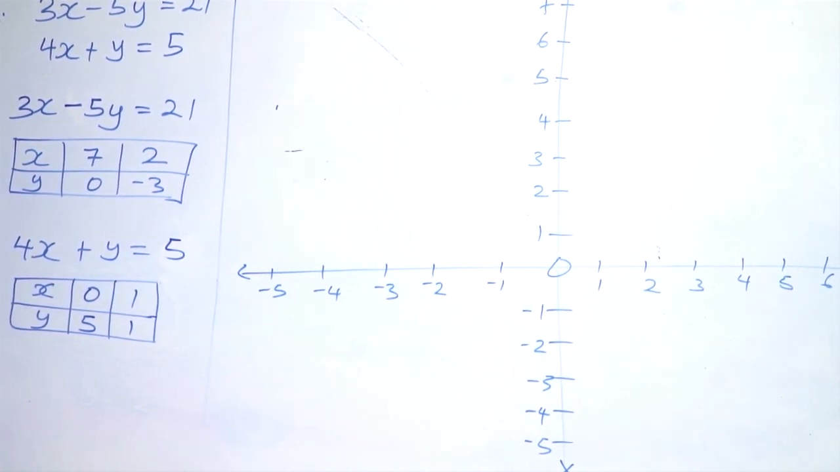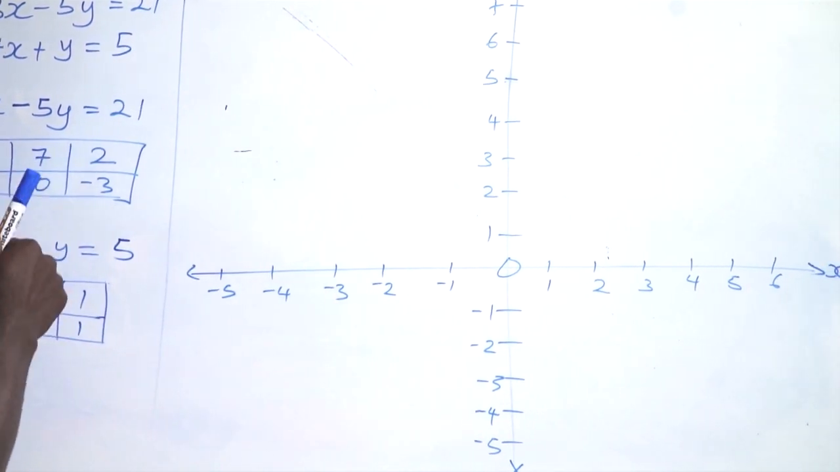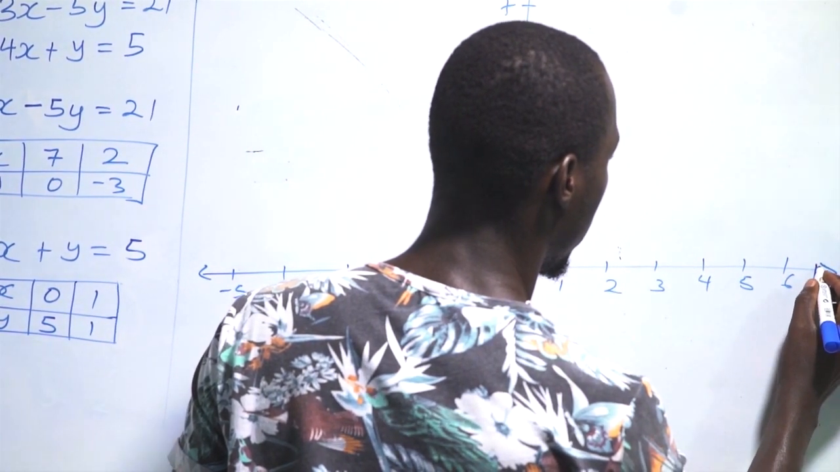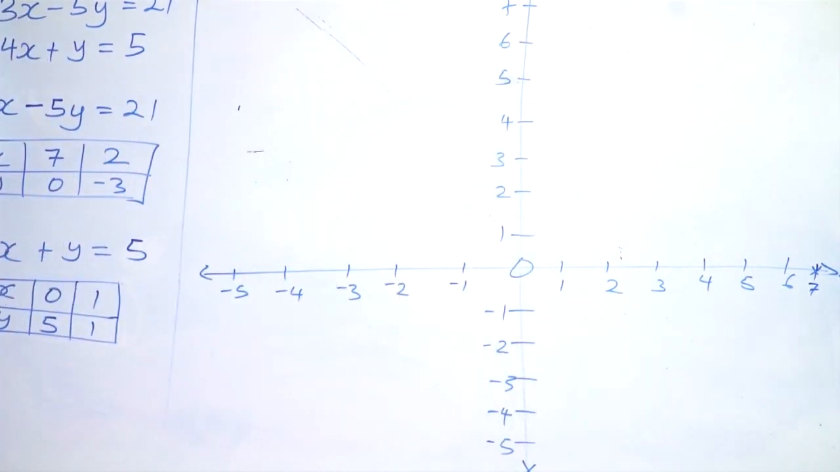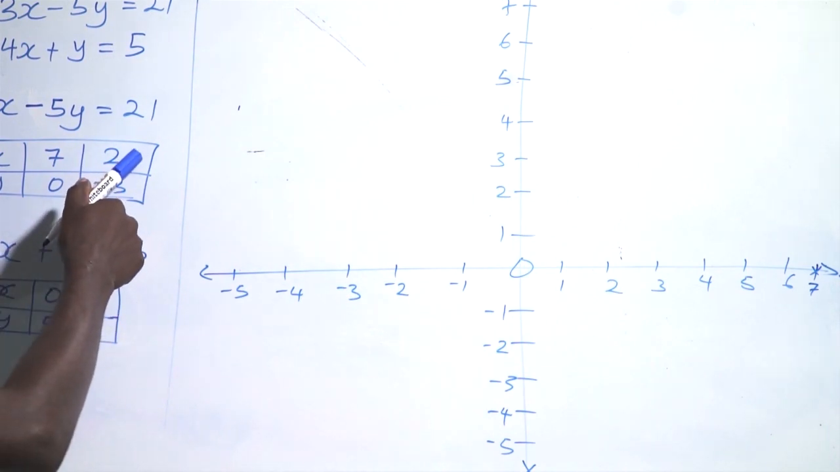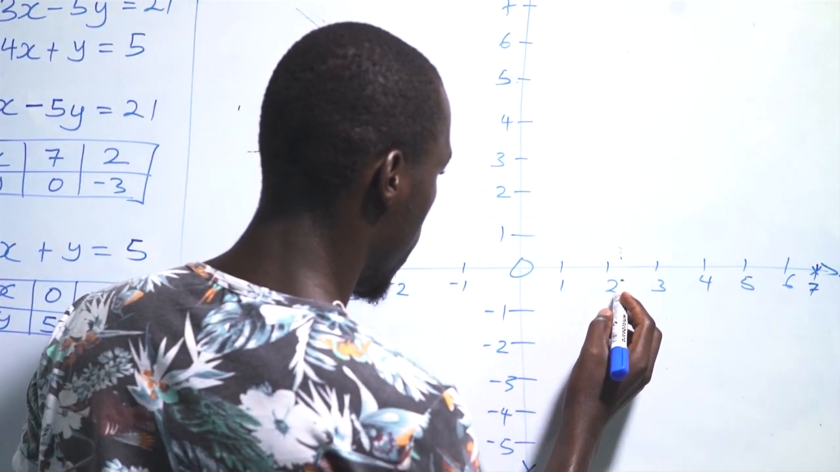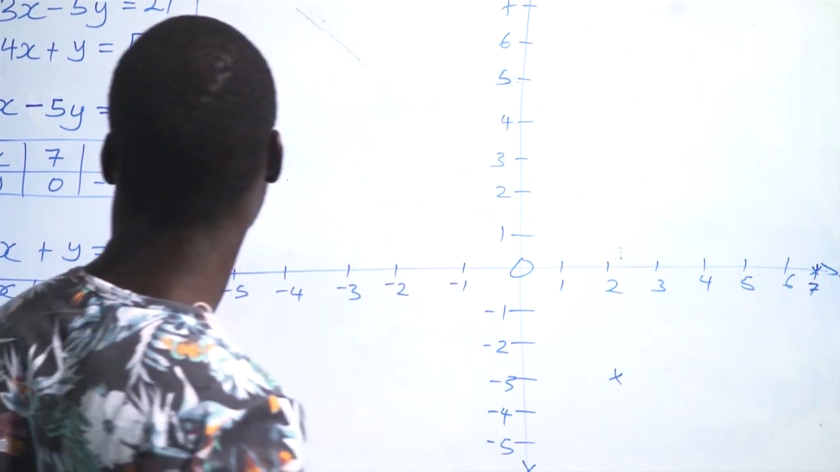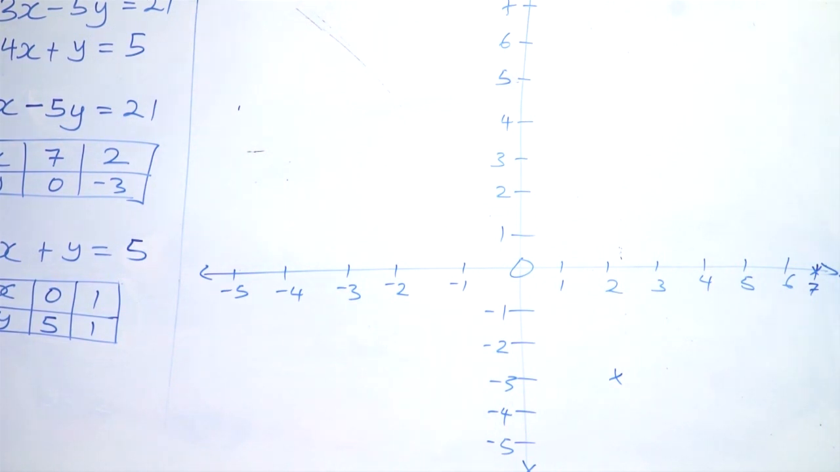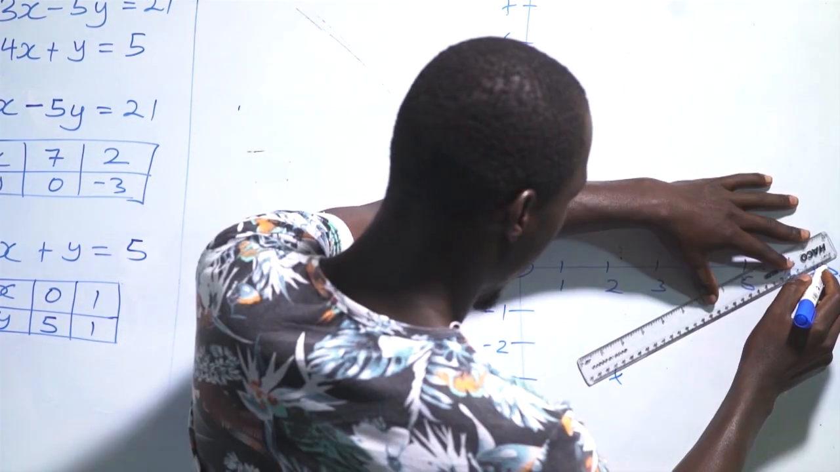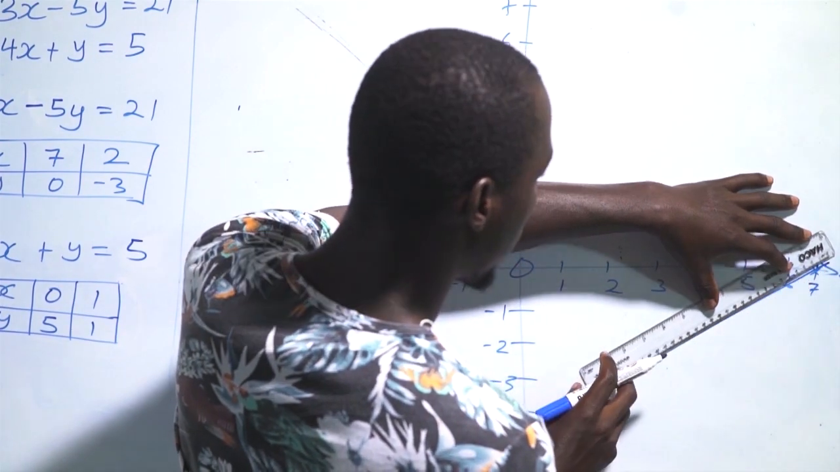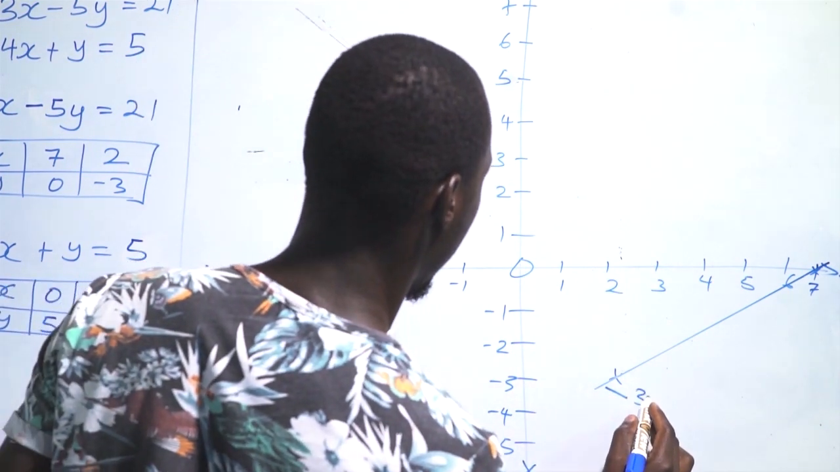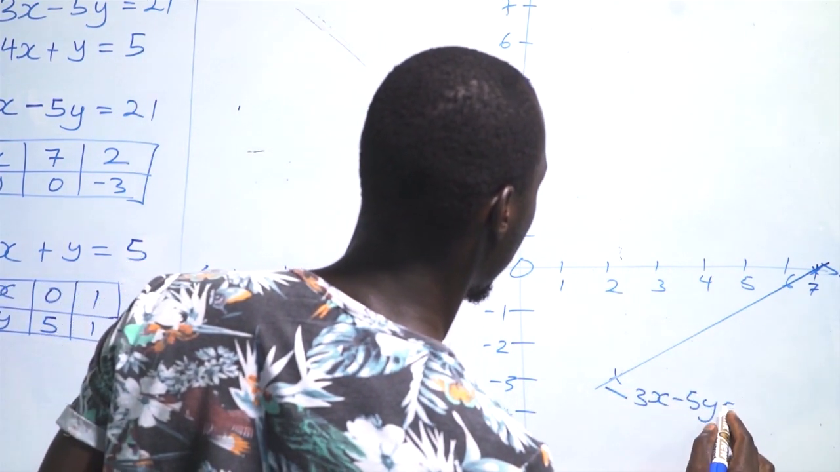Then we begin the plotting. That is 7, 0. X is 7. I have my point 7 there. Then y is 0. Then x is 2, y is negative 3. Another point there. And I join the 2. After joining, I label that this one here is 3x minus 5y is equivalent to 21.